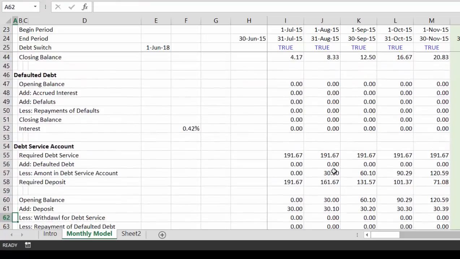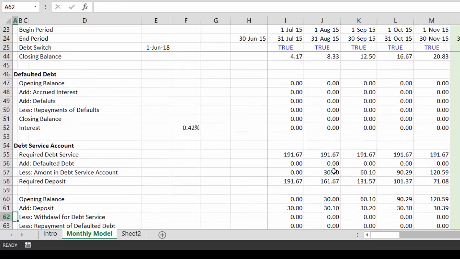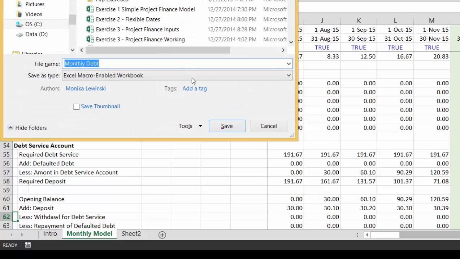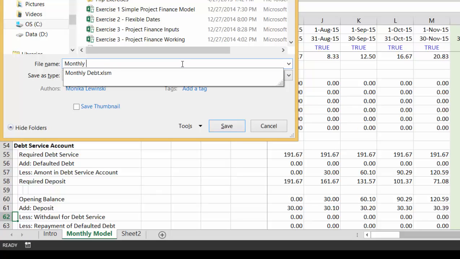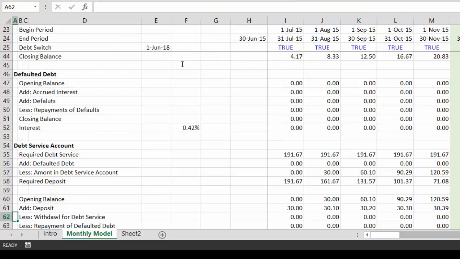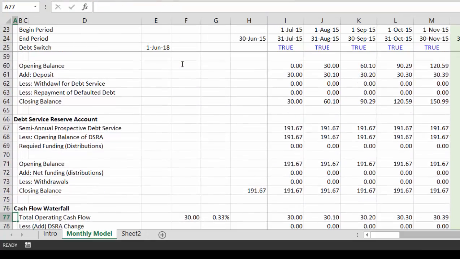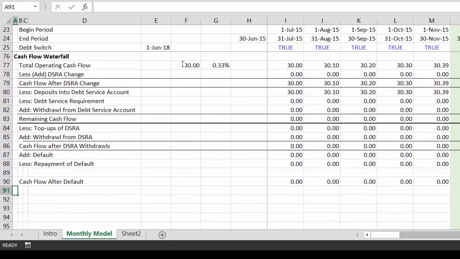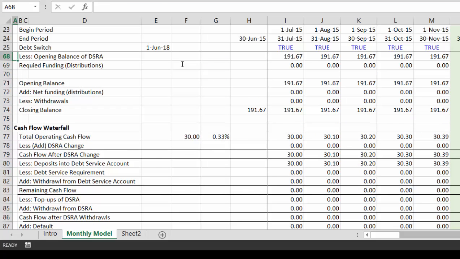So I'm going to save this, and this time I'm going to call it monthly cash flow waterfall. Okay, and then the next thing we'll do is put some kind of cash sweep in.